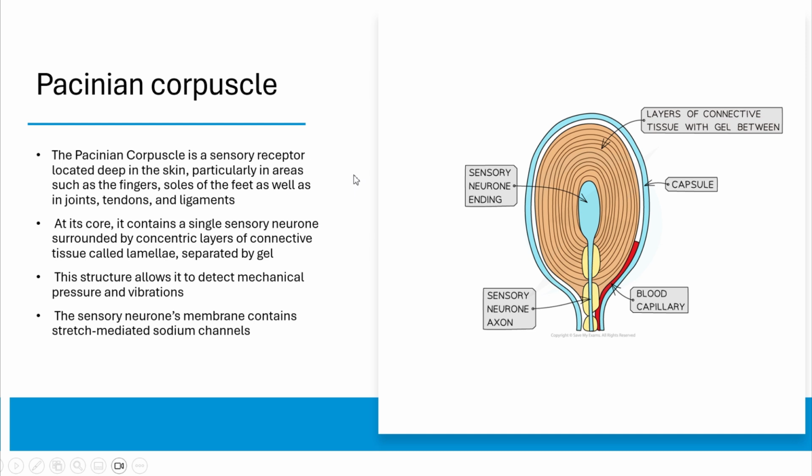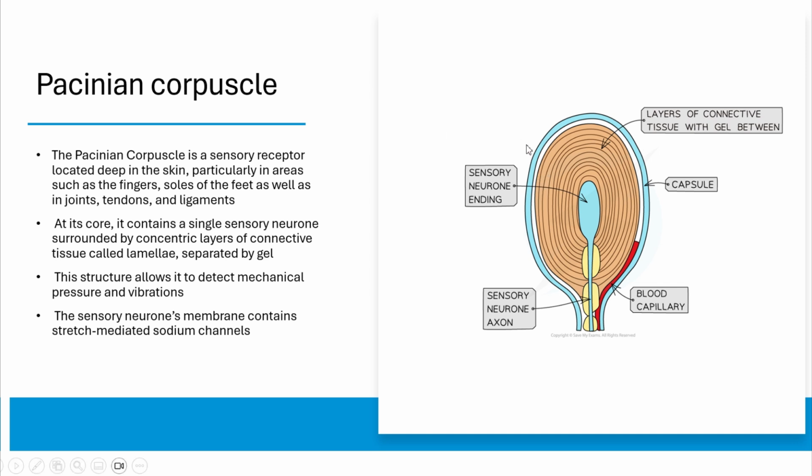Pacinian corpuscle. A Pacinian corpuscle is a sensory receptor located deep in the skin, particularly in areas such as the fingers. At its core, it contains a single sensory neuron, surrounded by tissues called lamellae separated by gel. This structure allows it to detect mechanical pressure and vibrations. The sensory neuron's membrane contains stretch-mediated sodium channels. So basically, in simple terms, it's like this in your finger. When you touch something, that pressure causes these sodium channels to open, which is going to lead to depolarization. I'm going to talk about that more in a minute.